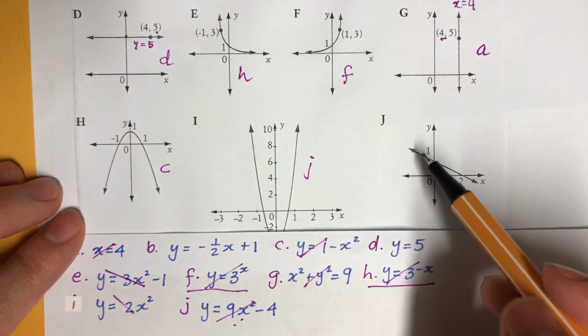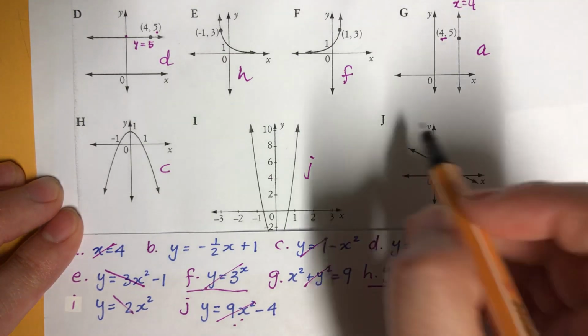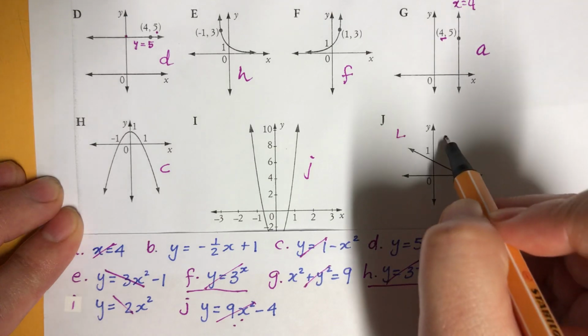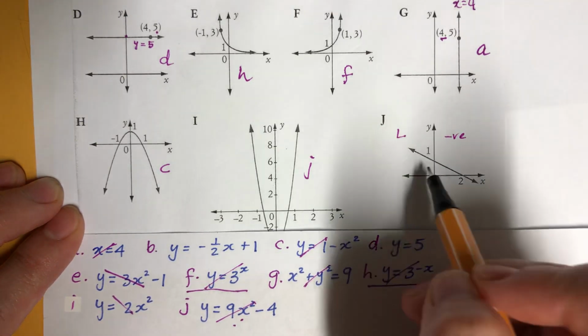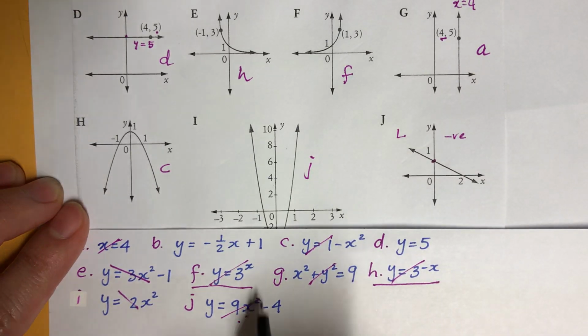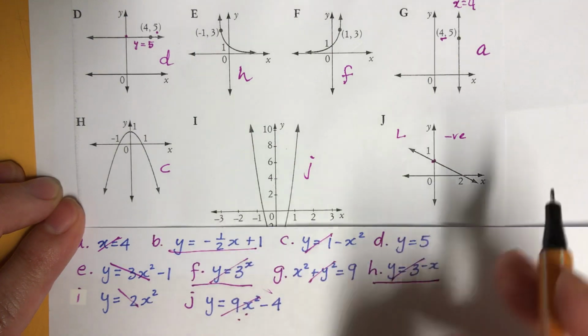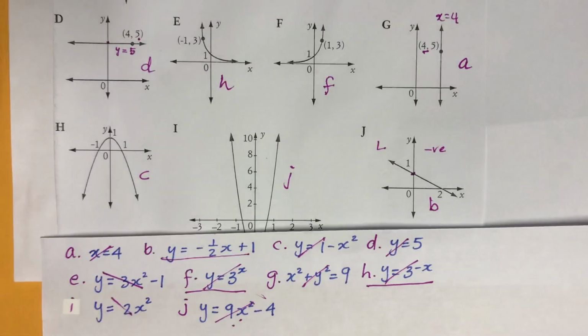And of course, the last one is, what is it? Linear function, straight line, but it goes to the left, so it's a negative gradient. Negative gradient, and y-intercept is 1. All right, the only thing left is B. Okay, just cross it out. All right, so next question, let's have a look.